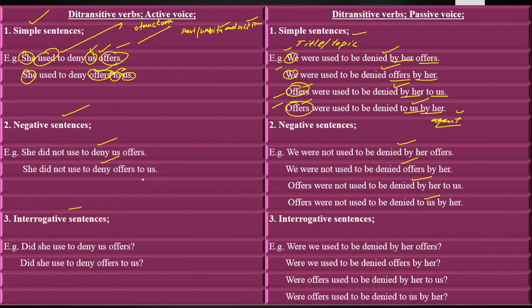Next we have got interrogative sentences. Those sentences in which we ask questions, put queries are called interrogative sentences. Did she used to deny us offers? Did she used to deny offers to us?